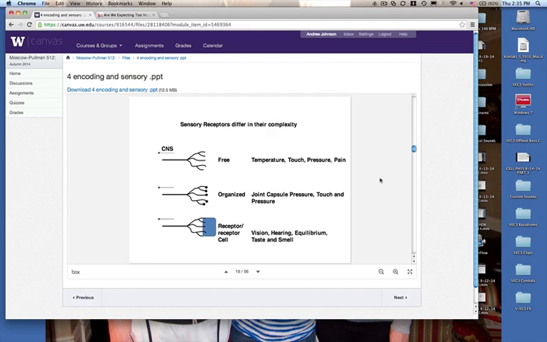You can have organized receptors, so capsules and other structures that are good at detecting vibration or pressure. We'll talk about a few of those in a moment. And then specialized receptor cells. Those would mostly be the special senses, and we'll cover those in their own unit. And today we're going to focus on these two.